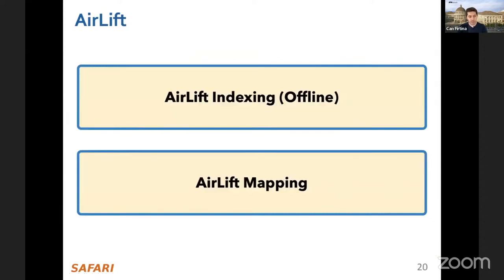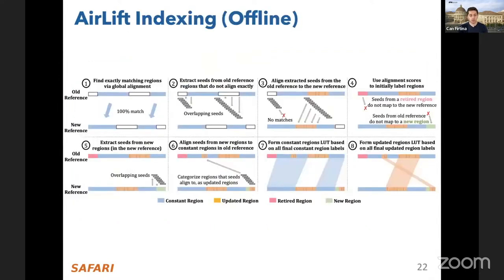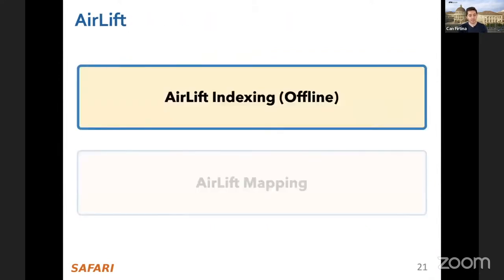To achieve this, AirLift has two steps. First step is AirLift indexing, which is an offline step. It is done only once, whenever there is a new version of the reference genome, to move from the old reference to a new reference genome. And the second step is AirLift mapping, where we map the reads by looking at the indexing information that we generate. So I'll go over the first step, which is the indexing step, now.